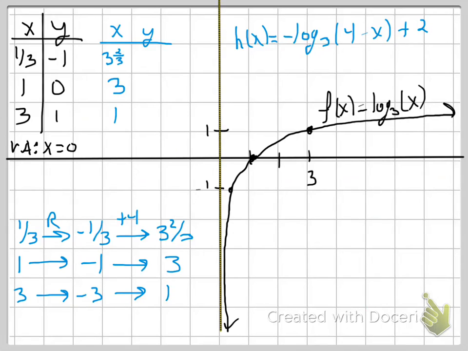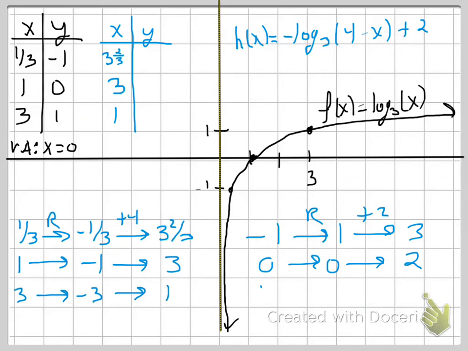Now we're going to play a similar game, but what happens to the y coordinates? We're going to take each y coordinate. The first thing that happens is it's reflected over the x-axis by the negative in front of the logarithm. Then we're going to add 2 to it from the vertical shift, plus 2. So negative 1 is going to be reflected to 1, and then we put it up 2 units to make it 3. 0 is going to be reflected, but it's on the x-axis, so it just stays where it is, and then we add 2. And then 1 is going to be reflected to negative 1, and then we add 2 to that. And that's my y coordinates.